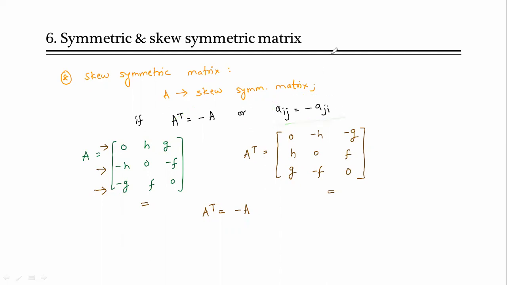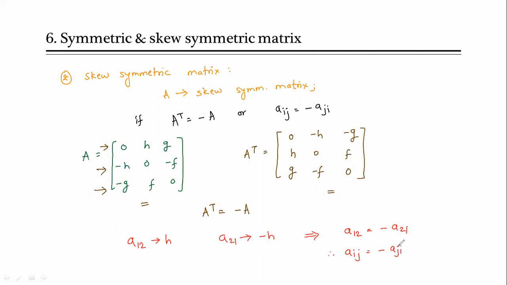Let us check. In the given matrix, what is A12? That means the element belonging to first row, second column, H. What is A21? The element belonging to second row, first column, minus H. So can I write A12 is nothing but minus A21. That means in general we can write Aij is equal to minus Aji.